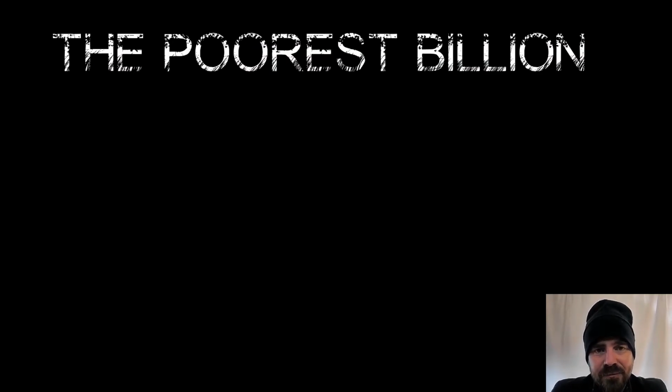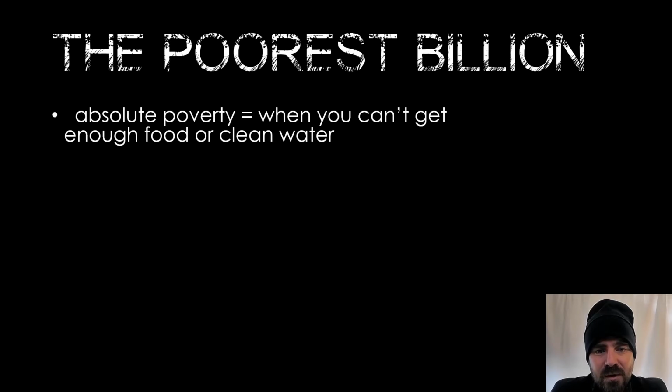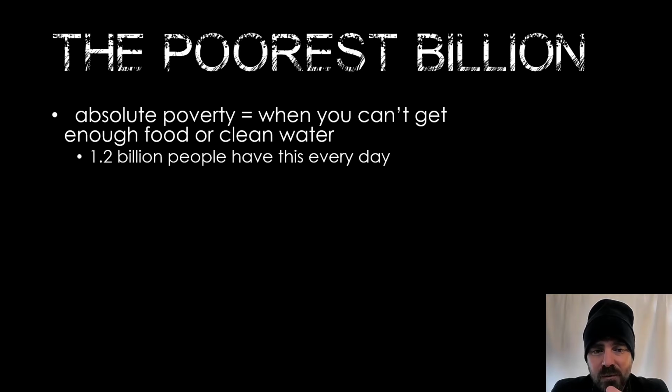The poorest billion. Right. So, absolute poverty is below a specific level, yeah? And we could say that specific level is when you can't get enough food or clean water. We have 1.2 billion people in the world who are in this situation every day. Sad. Out of 7.7 billion.